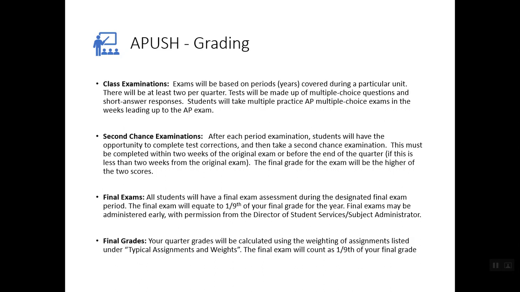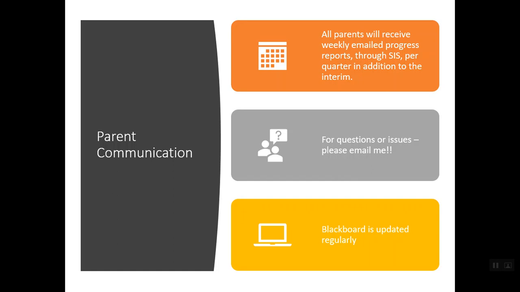The final exam: students will have a final exam assessment during the designated final exam period. The final exam is a mixture of a multiple choice exam that's taken before the AP exam and then a final project which is given during the final exam period in June. Final grades: quarter grades are calculated using the weighting of assignments listed under typical assignments and weights. The final exam will count as 1/9 of the grade. So it ends up being about 22% per quarter and 12% for the final exam.